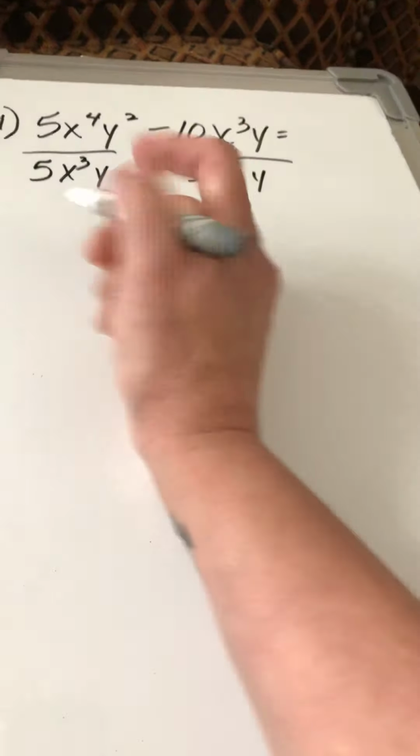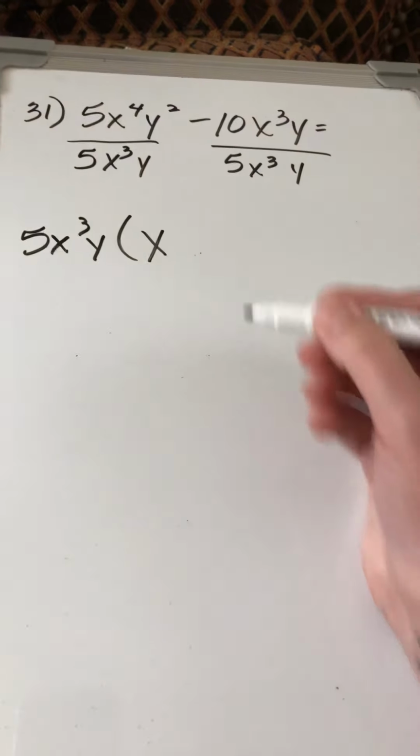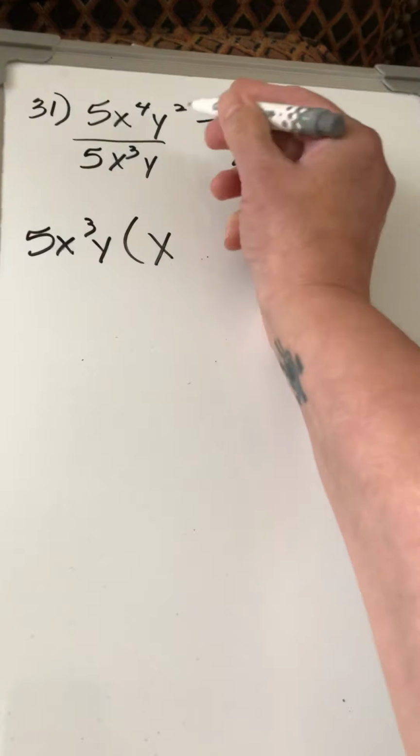And I open up a paren, and I just divide. 5 divided by 5 is 1. X to the 4th divided by x to the 3rd power is x. That's review. Y squared divided by y is y. Then -10 divided by 5 is -2. And then these all divide out to give me my fancy 1. Finished. Feel free to multiply it back through to make sure you get your original problem, 33.